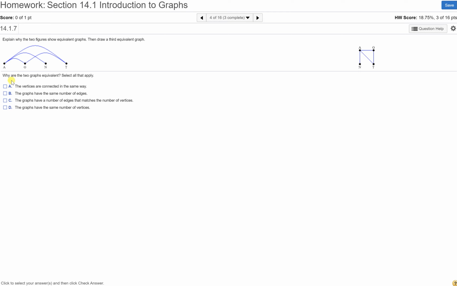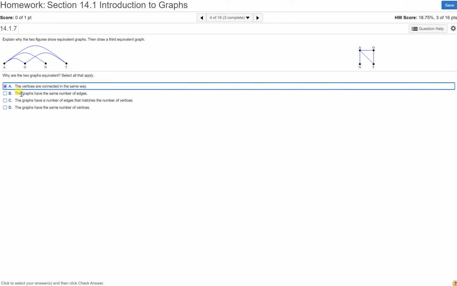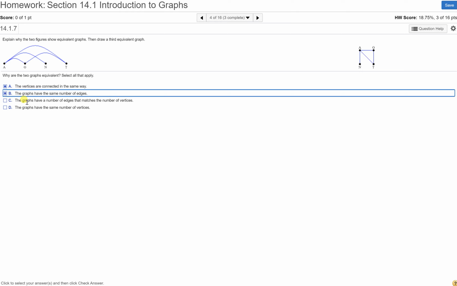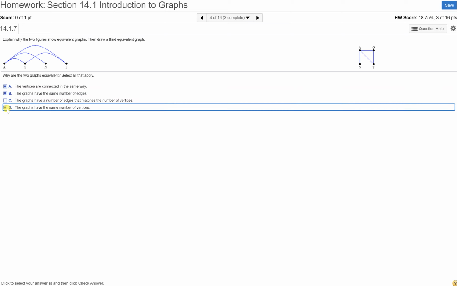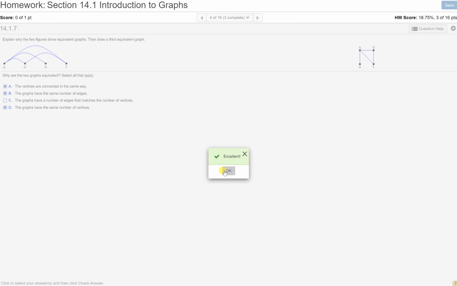And then why are they equivalent? Because the vertices are connected in the same way. Yes. The graphs have the same number of edges. Yes. The graphs have a number of edges that matches the number of vertices. I don't know what that's supposed to say. I think that's irrelevant. That literally makes no sense. D. The graphs have the same number of vertices. Yes. I would say that's the answer. That one made no sense.